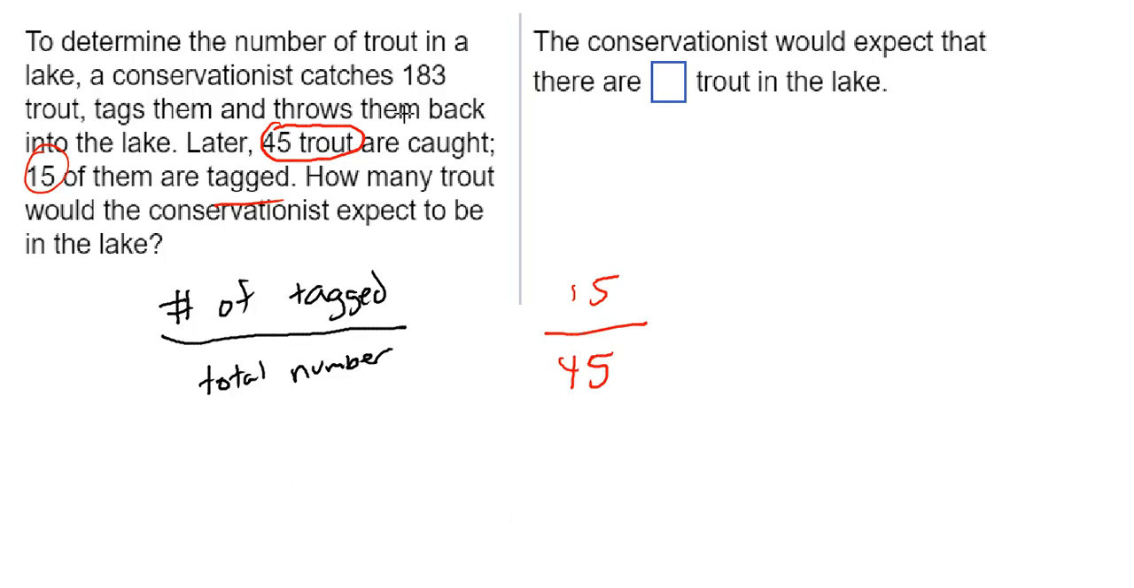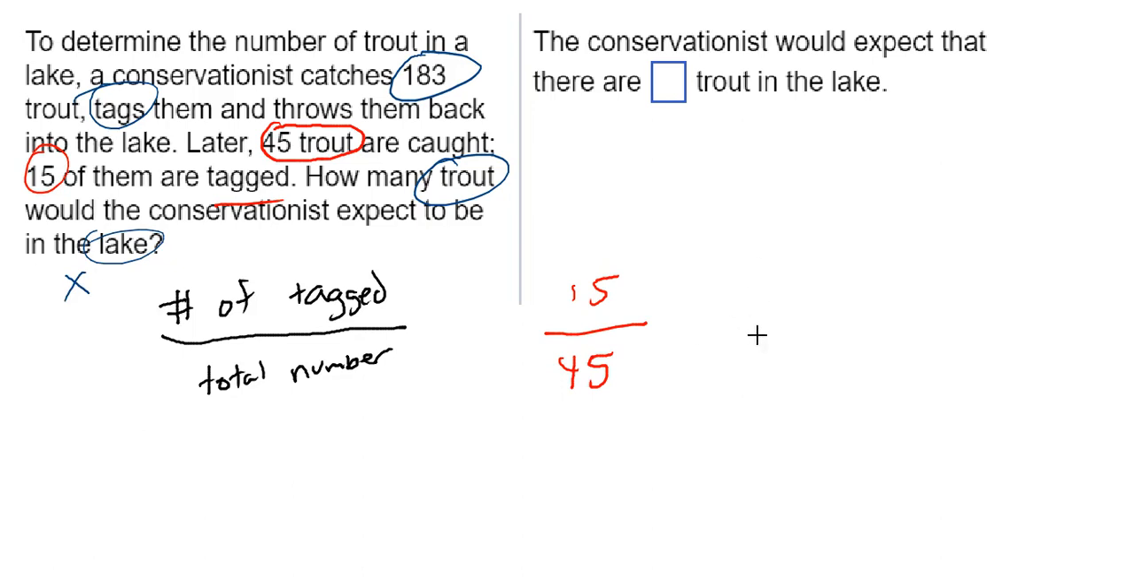We want to do the same thing with this first number. We have 183 fish that are tagged out of the general population, the entire general population, which we don't know, which we're calling X. So how many trout do we expect to be in the lake altogether? We're calling that X. We don't know what that is. That's what we're trying to estimate.